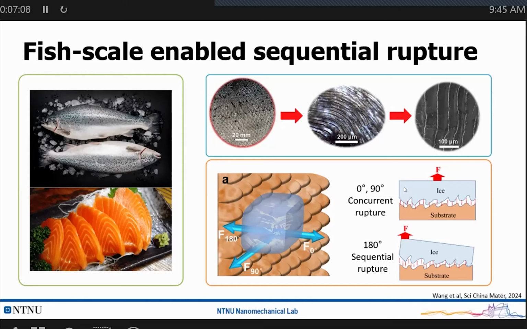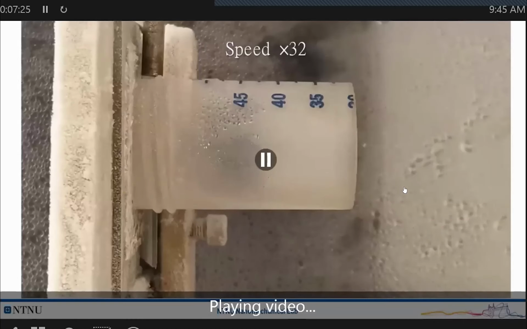And this sequential rupture, of course, you can see here, reduces the contact area between the ice and the fish scale, and in a way minimizes the ice adhesion. And this is the conceptual design. So let's see how this result looks. The video shows how this opening process of the fish scale works.